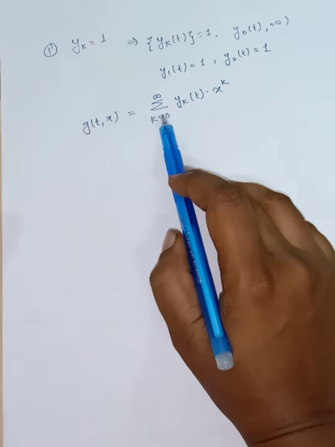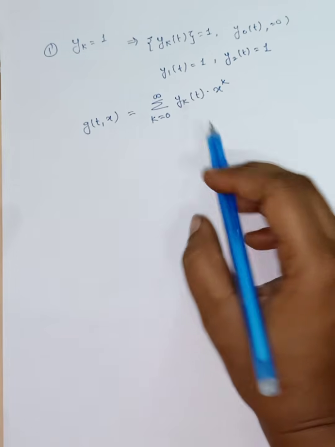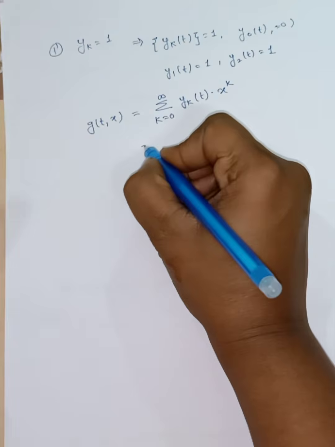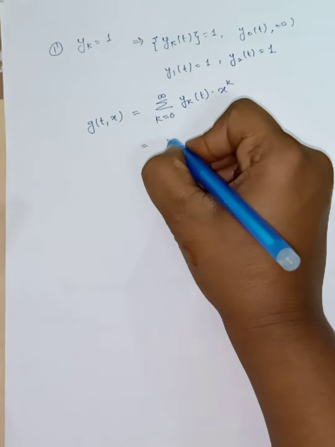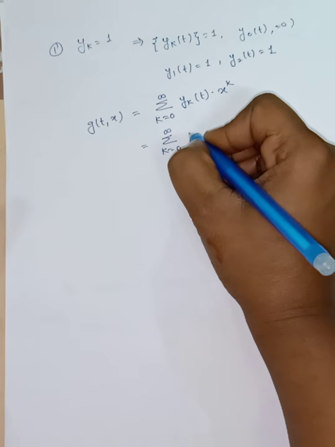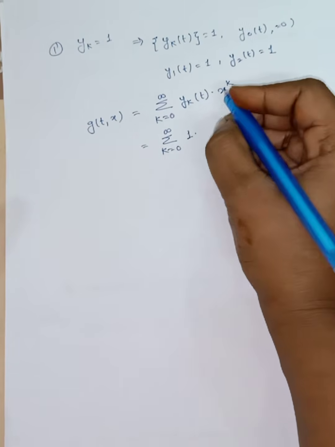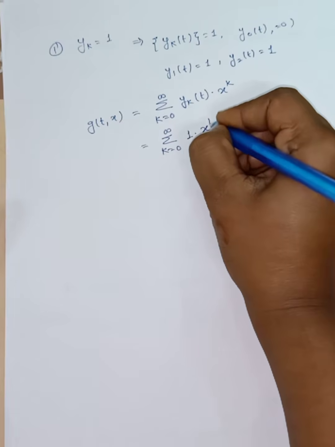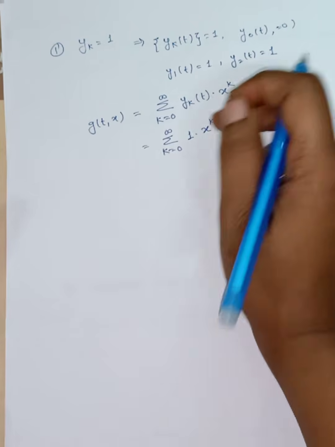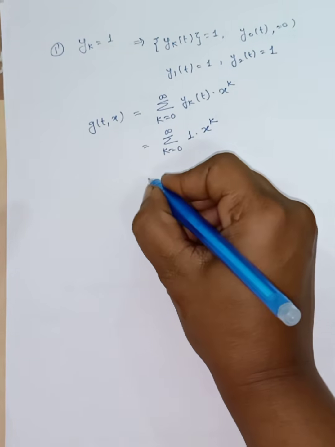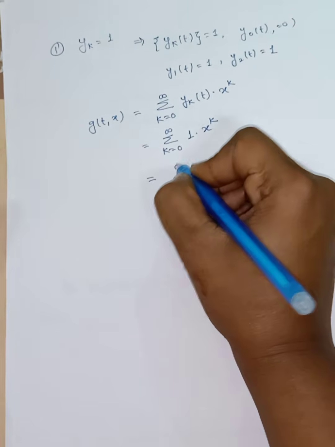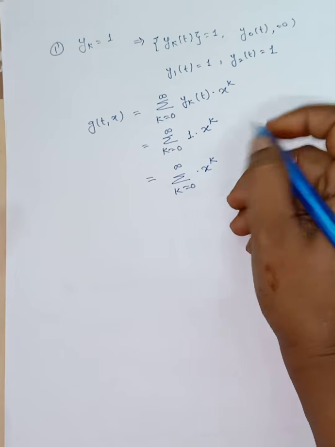Okay, so this is the formula, and we will have to put yk of t equals to 1 for summation k equals to 0 to infinity, y1 of t will be equals to 1 and x to the power k. All these values will be equals to 1. So 1 into x to the power k, that is equals to summation from k equals to 0 to infinity x to the power k.